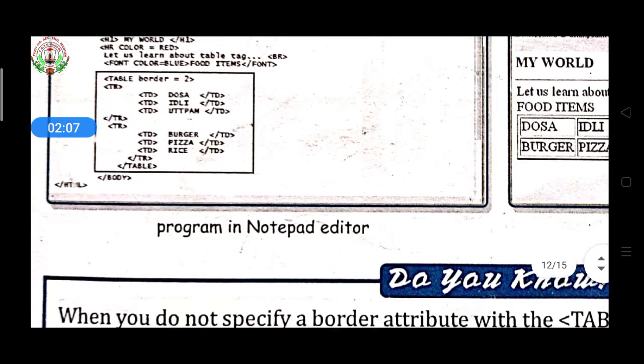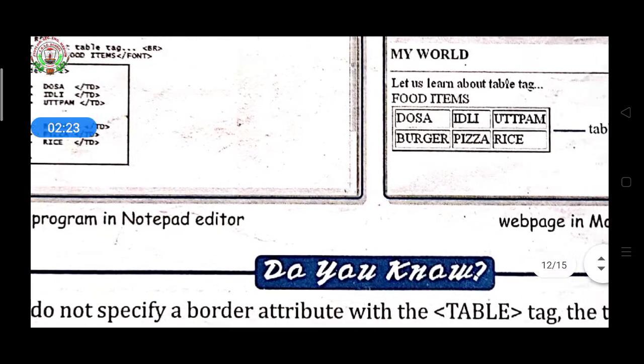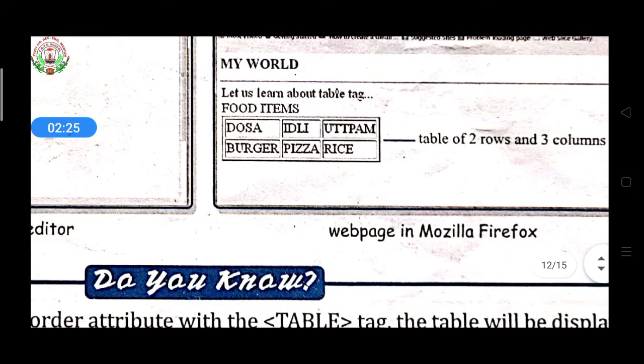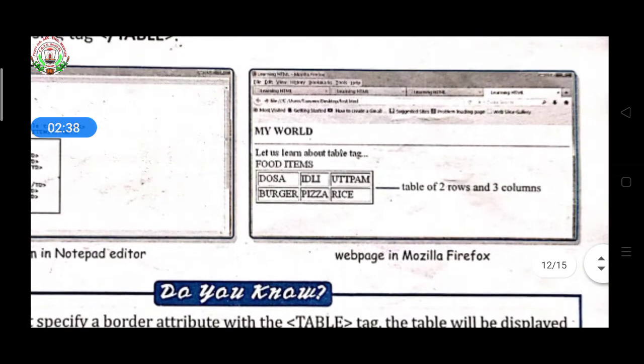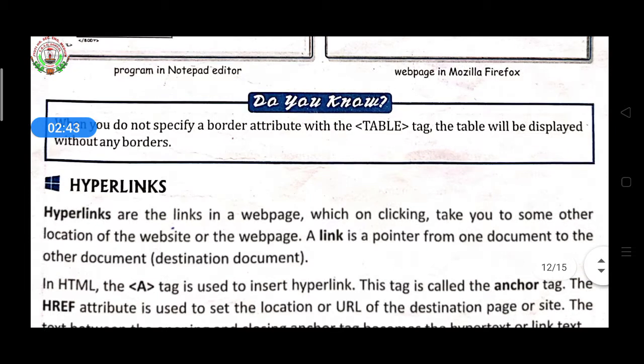Then again TR open here. Then again TD burger, pizza, rice and TR close. After closing the TR, the browser will know the row is closed. Then close the table tag and see the output of this. The first row shows dosa, idli, uttapam, and the second row burger, pizza and rice. So here 2 rows and 3 columns. Like this it will display in the browser page. So like this you have to make the table tag.